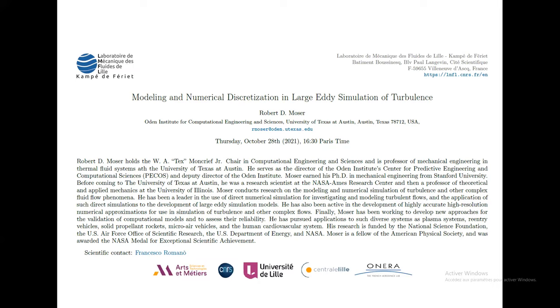Moser conducts research on the modeling and numerical simulation of turbulence and other complex fluid flow phenomena. He has been a leader in the use of direct numerical simulation for investigating and modeling turbulent flows, and the application of such direct simulation to the development of large eddy simulation models. He has also been active in the development of highly accurate, high resolution numerical approximations for use in simulation of turbulence and other complex flows. Finally, Moser has been working to develop new approaches for the validation of computational models and to assess their reliability. He has pursued applications to such diverse systems as plasma systems, re-entry vehicles, solid propellant rockets, micro-air vehicles, and the human cardiovascular system. His research is funded by the NSF, the US Air Force Office of Scientific Research, the US Department of Energy and NASA.